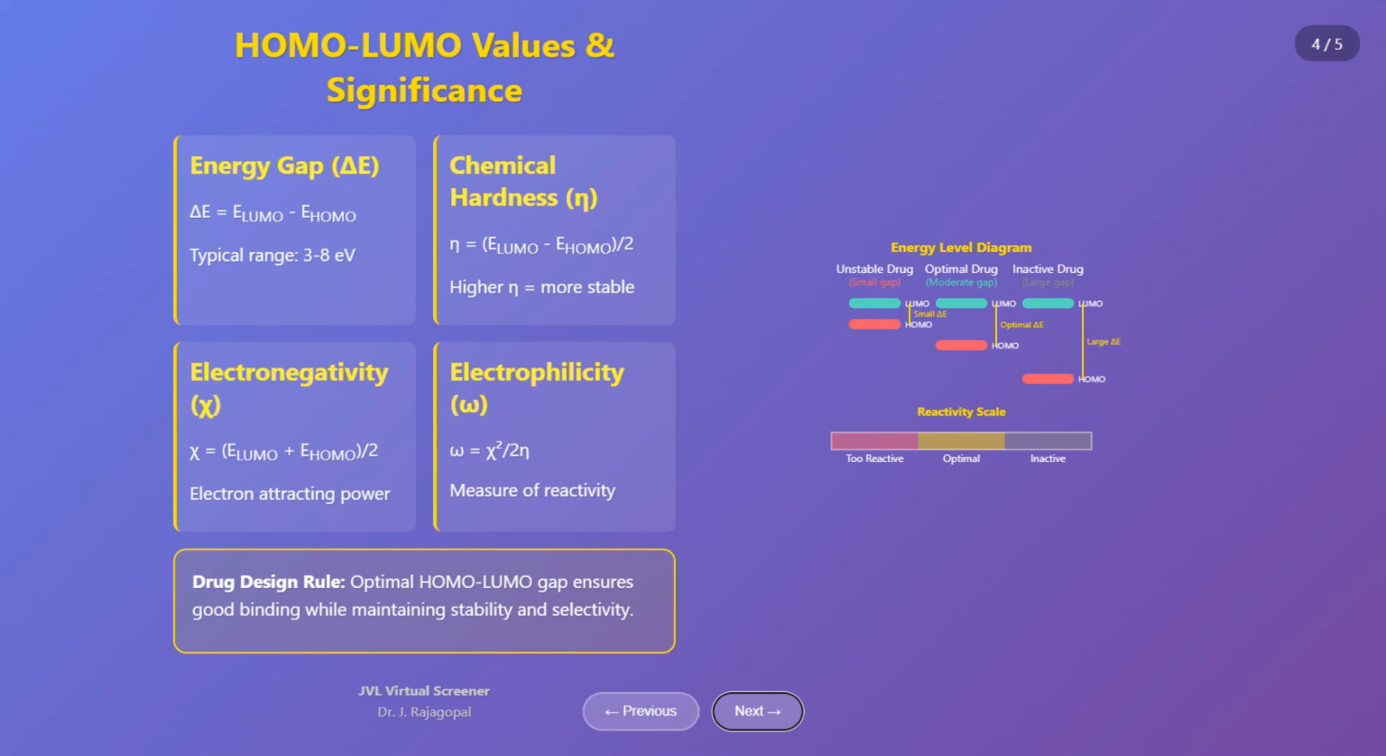Look at this diagram. Please observe carefully. Unstable drugs have small gaps. Inactive drugs have large gaps, but optimal drugs have moderate gaps. This is the sweet spot we aim for.